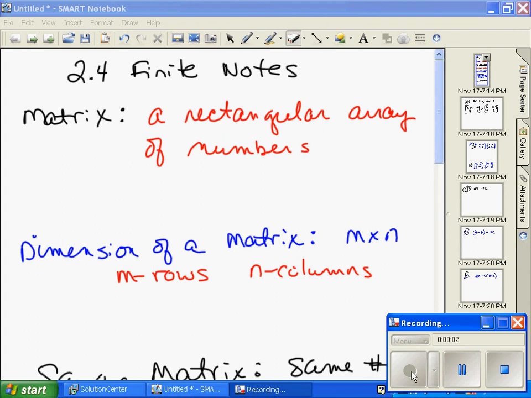Hello, today we're going to be doing 2.4 infinite notes. We're going to be working with matrices. Looking at the top of page 51 of your notes, students will be able to, after this lesson, find the dimensions of a matrix, find the sum of two matrices, work with properties of matrices, find the difference of two matrices, and find scalar multiples of a matrix.